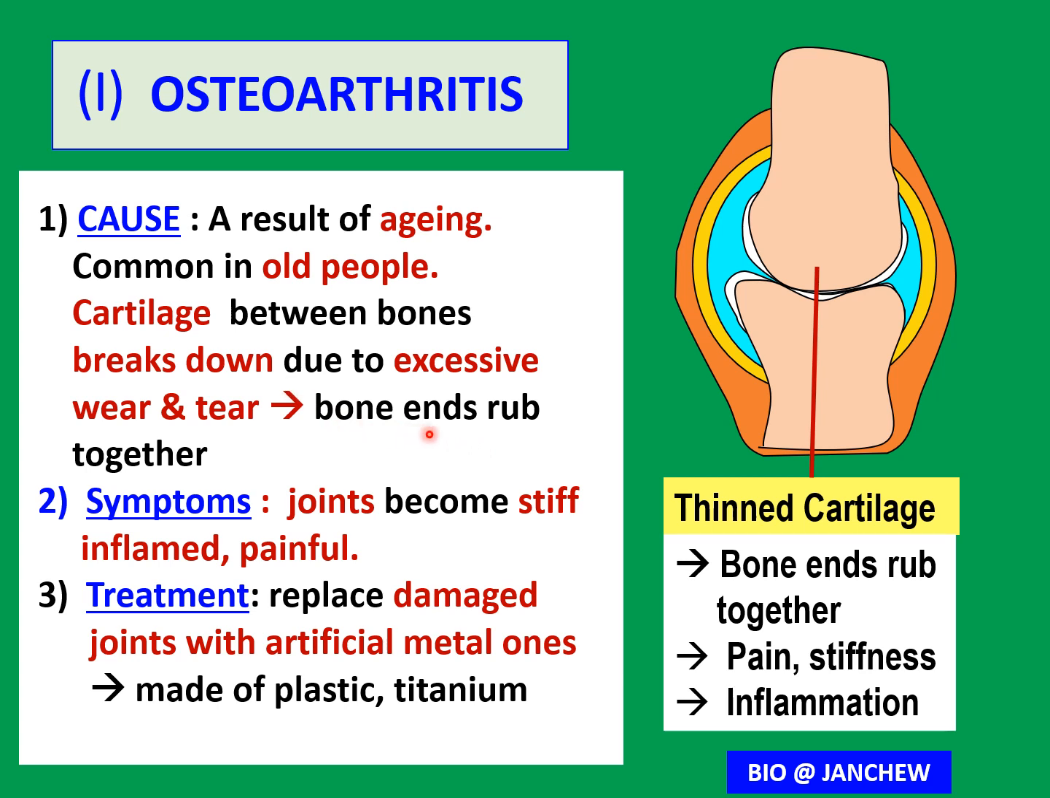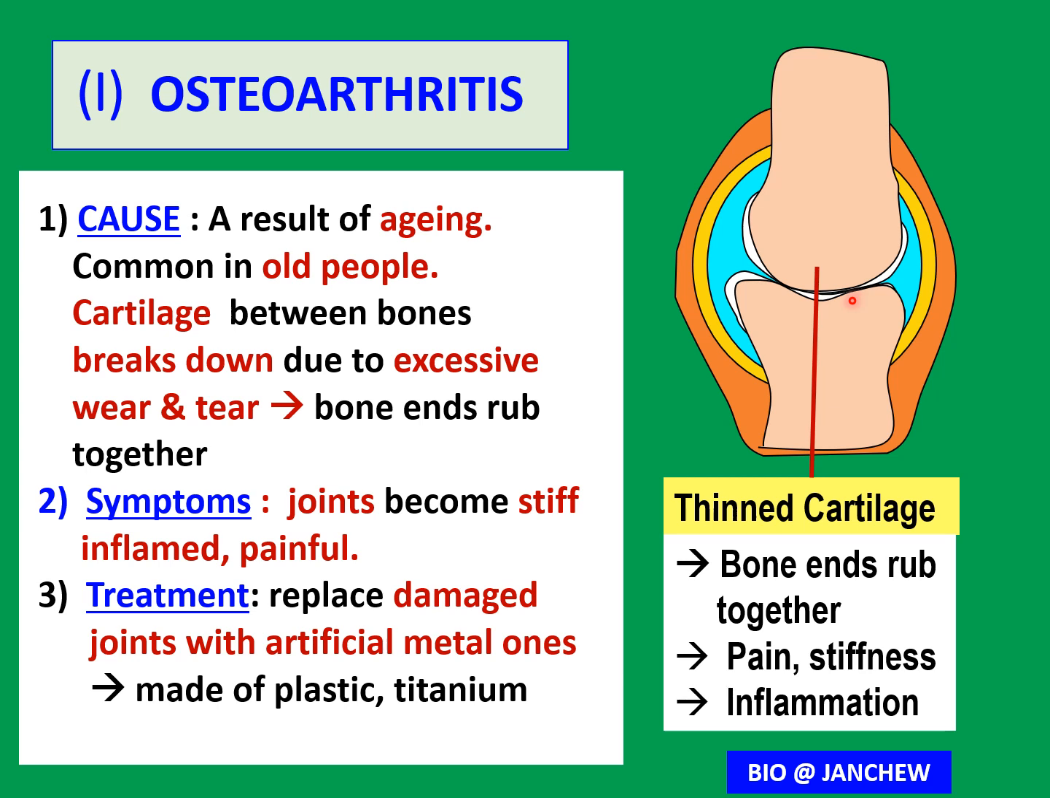And then bone ends rub together. Bone ends are found just behind the cartilage. So if the cartilage is worn out, then the bone ends will be exposed and they will rub together, causing pain, stiffness, and also inflammation. So that's the symptom, stiff and painful. Treatment is to replace the damaged joints here, where you can see the cartilage has worn off, with artificial ones made of metal, plastic or titanium.